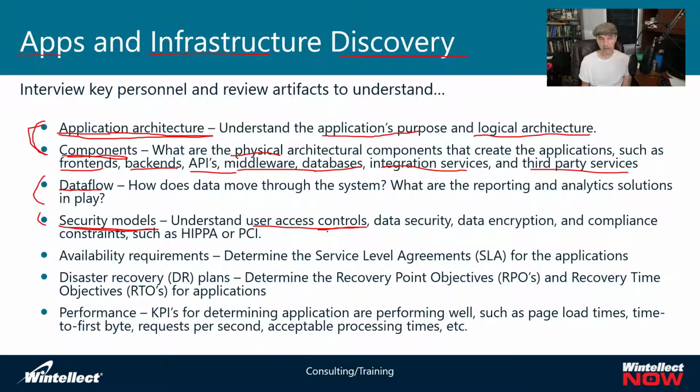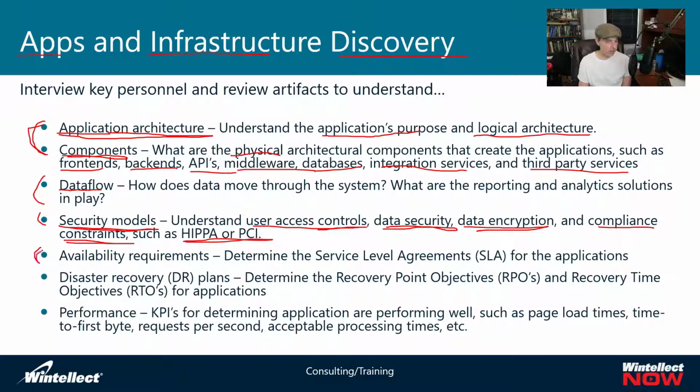Is it internal to the application? Is it external to the application? What does data security look like? What does data encryption look like? And then, of course, compliance constraints on the application that have to be considered, such as HIPAA or PCI compliance. And having those in play are going to be coming from governance as well as security. They're going to be talking about application and infrastructure discovery in the context of an application here.